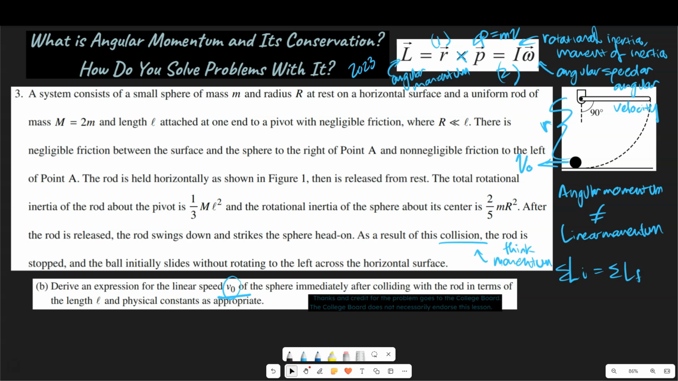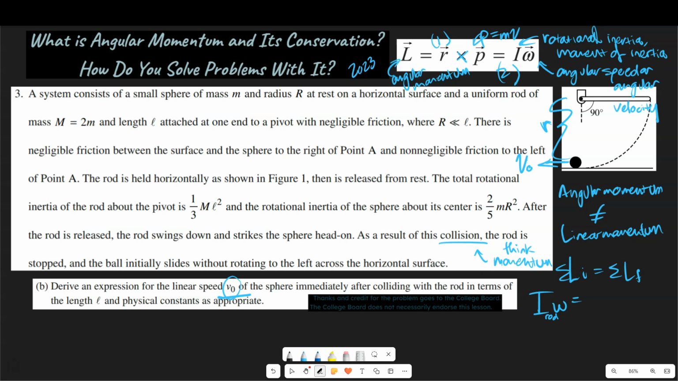Okay, so we have to decide if we're going to use the variant of equation 1 or variant of equation 2. So let's think about this. For the initial part of this, it's the rod that's swinging down, right? So we already know what the I value is for the rod, and we know something about the omega. We had solved for the omega, the angular speed, previously. So this is what we're going to use for the initial part of this. I can even label this as rod over here.